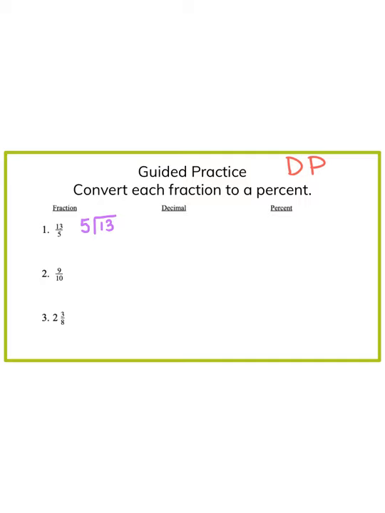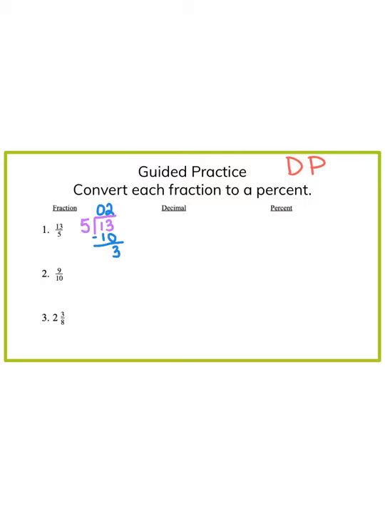and divide. 5 cannot go into 1, so I'm going to put a 0 above the 1. But it can go into 13 2 times. So I'll put a 2 above the 3. And 5 times 2 is 10. When I subtract 10 from 13, I get a remainder of 3. We cannot stop a division problem until we have a remainder of 0.